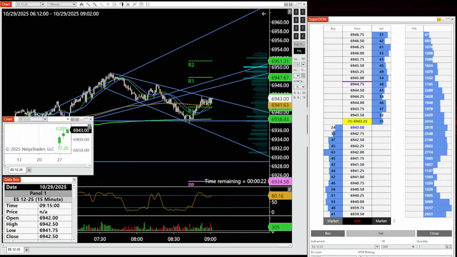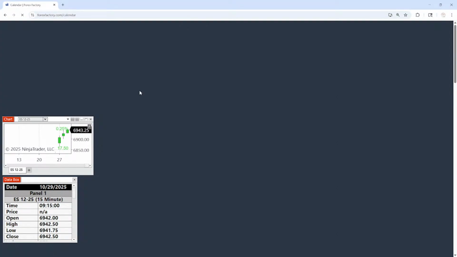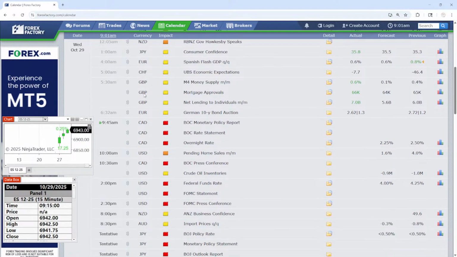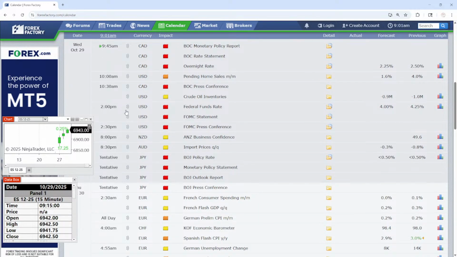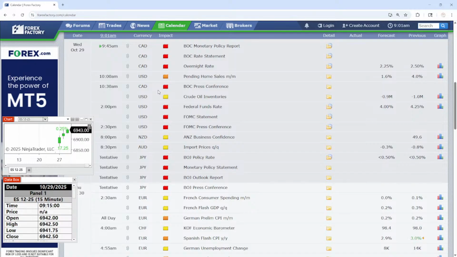All right, so Forex Factory is here. Let's pull up and see what we got on the calendar for today. At 10 o'clock, pending home sales. At 10:30, that's Canada. We got crude oil inventories, for anybody who wants to trade oil or likes to trade the news. You may have some action in crude oil inventories today.